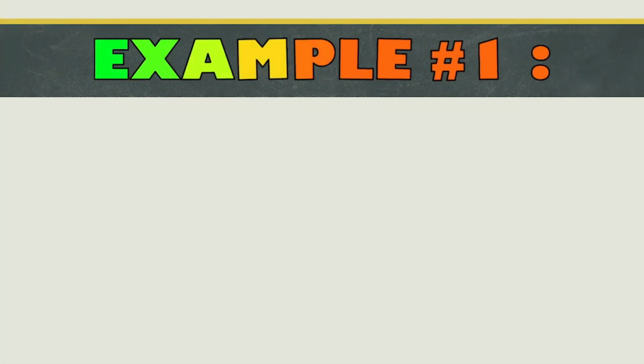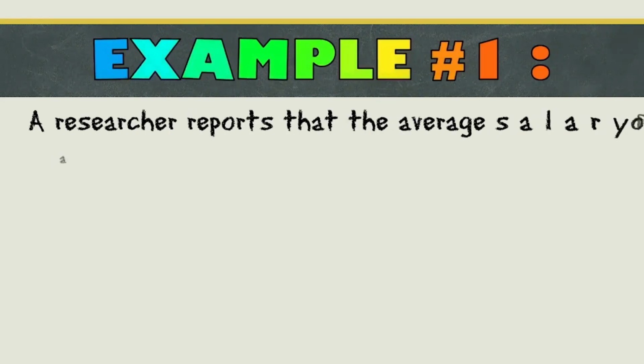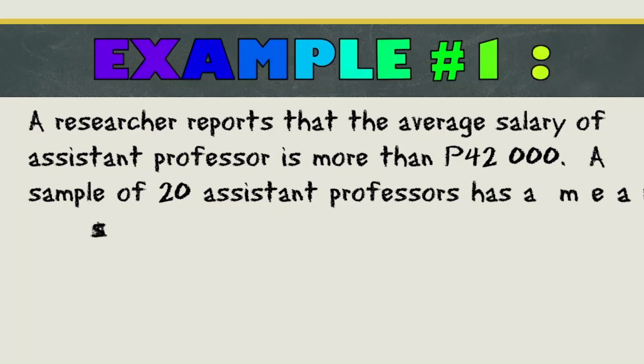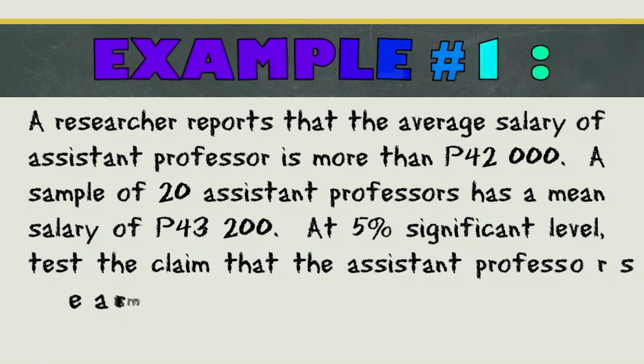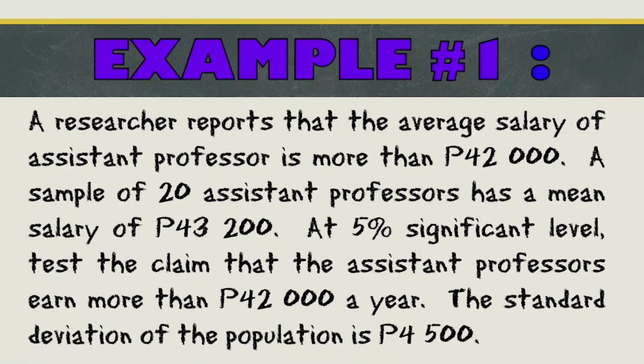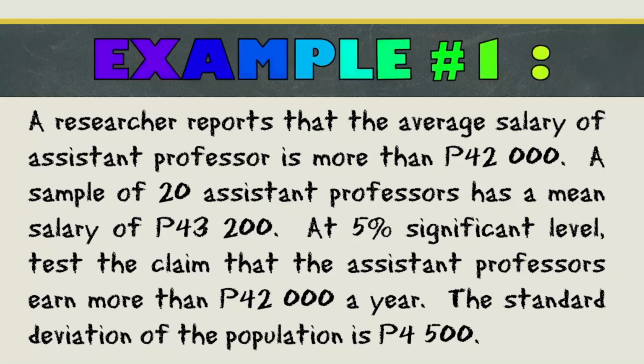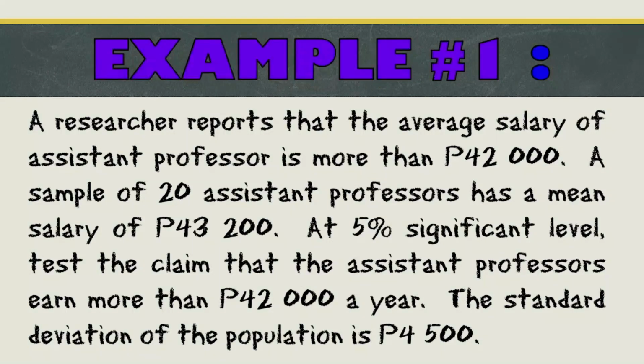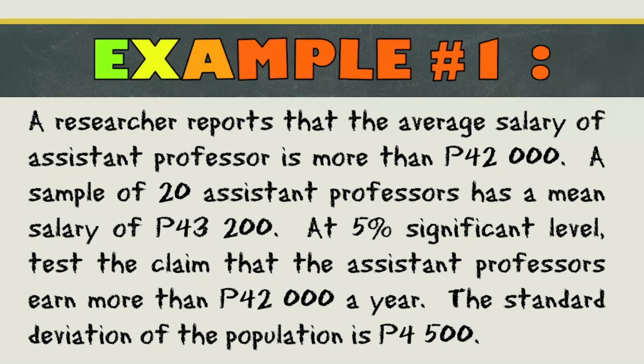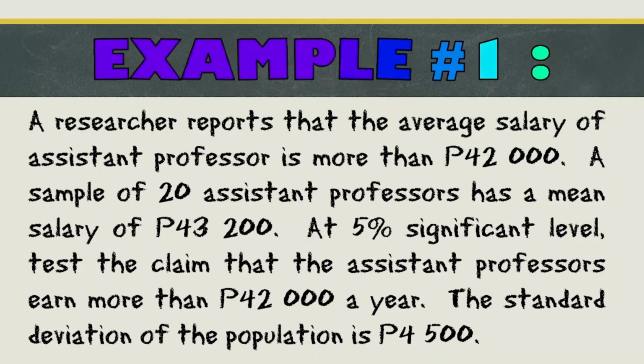Let's proceed to example number 1. A researcher reports that the average salary of assistant professor is more than 42,000. A sample of 20 assistant professors has a mean salary of 43,200. At 5% significant level, test the claim that the assistant professors earn more than 42,000 a year. The standard deviation of the population is 4,500. So using the 5-step procedure in solving hypothesis testing, we'll have step number 1.